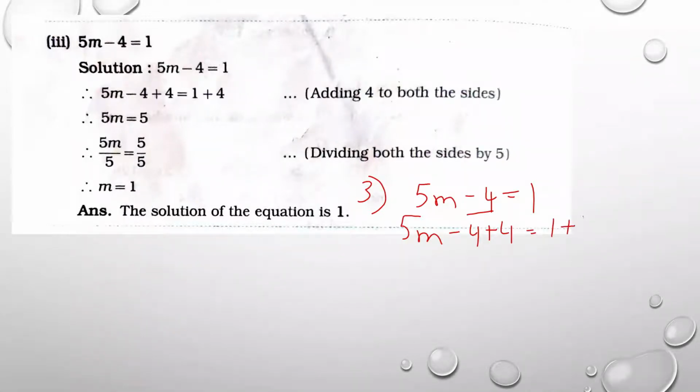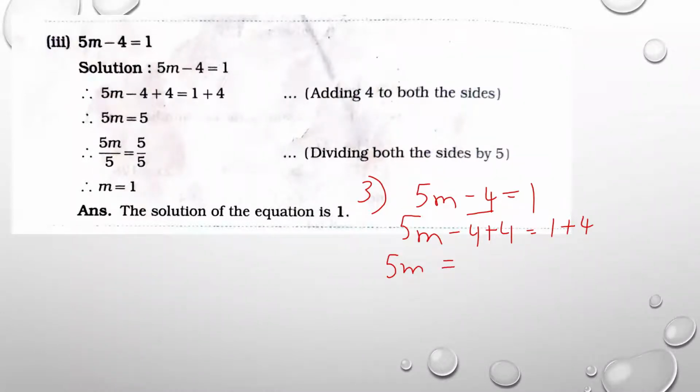Let's do the third sum. 5m minus 4 is equal to 1. Okay. So you want to find the value of m here. So 5m minus 4, you have to remove this minus 4. So both the sides what you will do? Both the sides you will add plus 4. Okay. So adding 4 to both the sides, 5m minus 4 plus 4 becomes 0. Is equal to, so 5m is equal to what? 1 plus 4 is what?